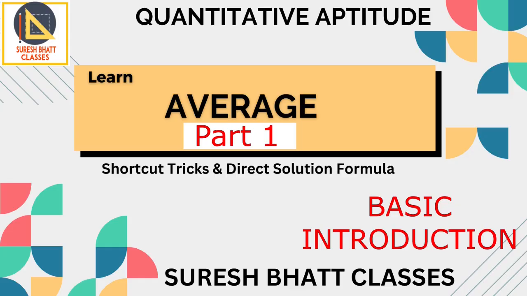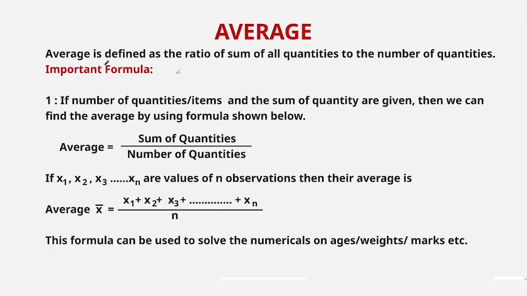In this video we start topic average. Average is defined as the ratio of sum of all quantities to the number of quantities. The important formula for average is point 1. If number of quantities or items and the sum of quantity are given, then we can find the average by using the formula shown below. Average equal to sum of quantities divided by number of quantities.